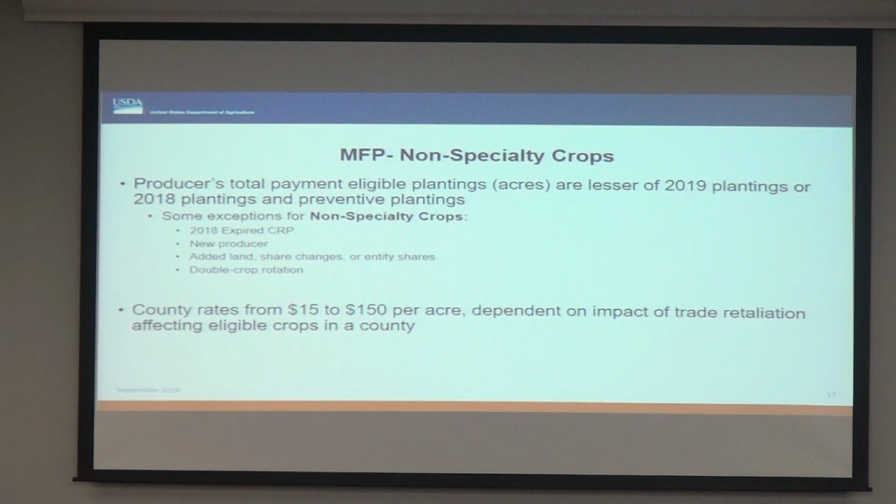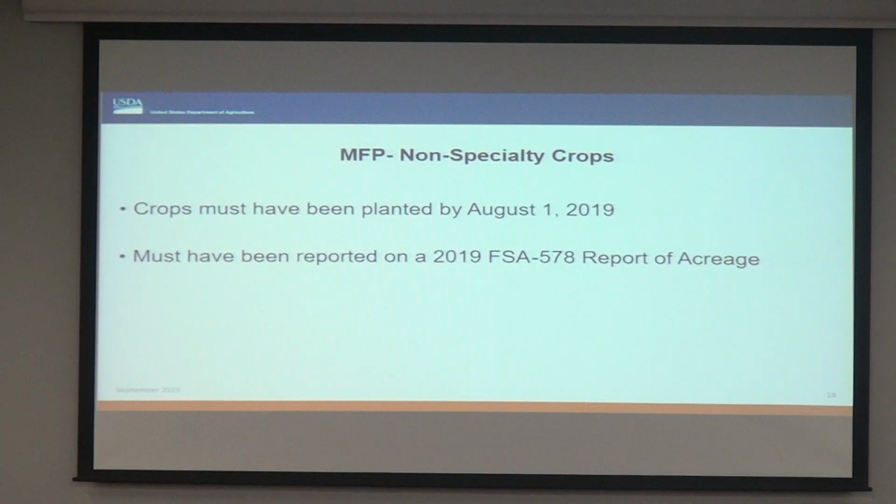And each county in the state has a payment rate. These payment rates were calculated by USDA economists. It's basically determining the crops in the county and how they're affected by the exports being decreased. Payment rates are anywhere from $15 for the county up to $150. And to be eligible, the non-specialty crops must have been planted by August the 1st, 2019, and there again, must have an acreage report on file for 2019 with FSA.